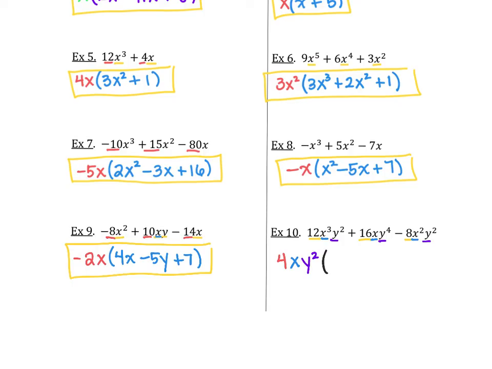Okay, now I'm going to carefully figure this out. To get 12, 4 times 3. For the x's, I need 2 more to get x to the third. For the y's, I'm good. Okay, to get 16, 4 times 4. The x's already match. For the y's, I need 2 more. To get 8, 4 times 2. For the x's, I need 1 more. For the y's, I'm already good, and I match.